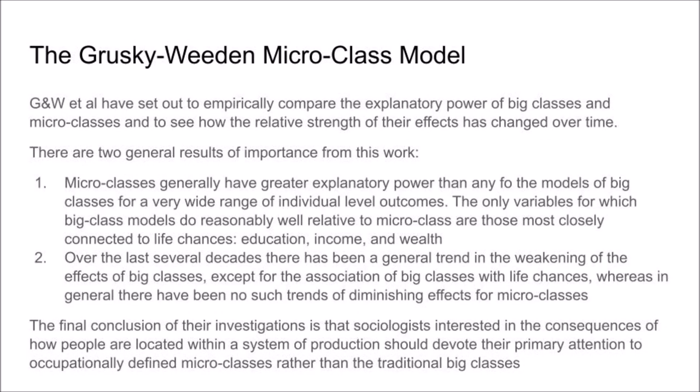So, Grusky and Weeden et al. have set out to empirically compare the explanatory power of big classes and microclasses, and to see how the relative strength of their effects has changed over time. There are two general results of importance from this work. One, microclasses generally have greater explanatory power than any of the models of big classes for a wide range of individual level outcomes. The only variables for which big class models do reasonably well relative to microclass models are those most closely connected to life chances: education, income, and wealth.